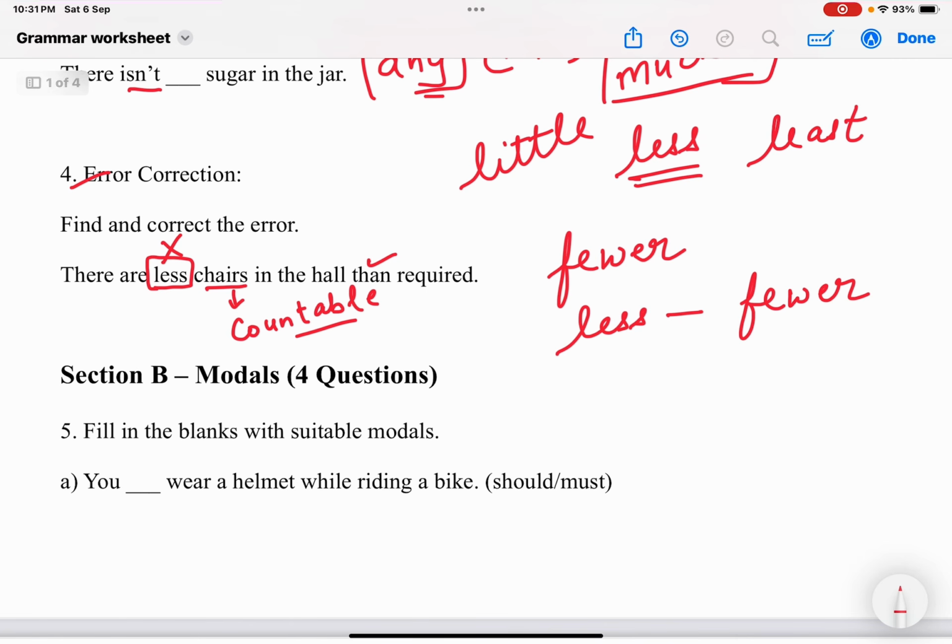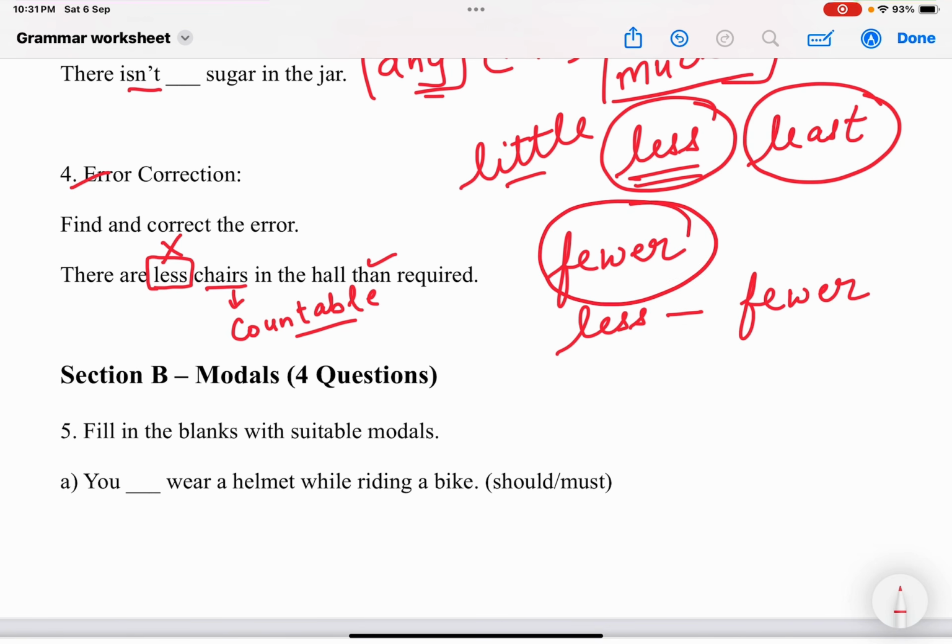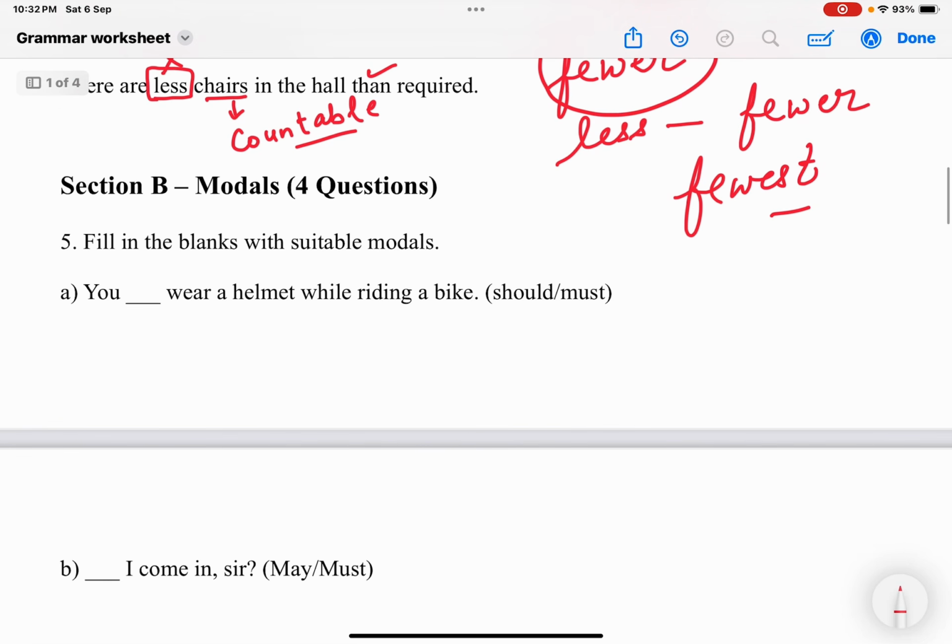Here it is doing a comparison also. So that's why we need to concentrate on the comparative degree of the correct determiner. If we are to use little, then we will use less, and if it is talking about superlative, then least. And if it is a countable noun, then if comparative, we are to use fewer, and if superlative, then fewest. So here fewer is the correction.